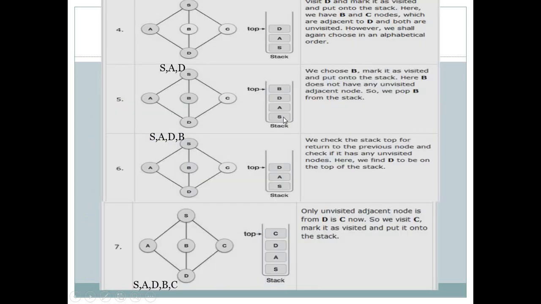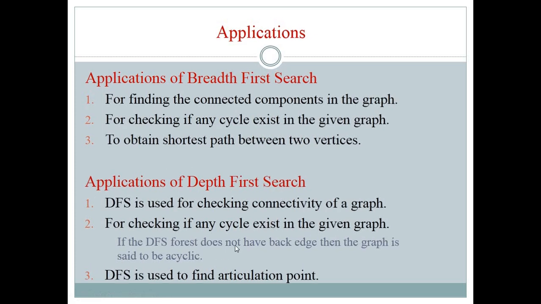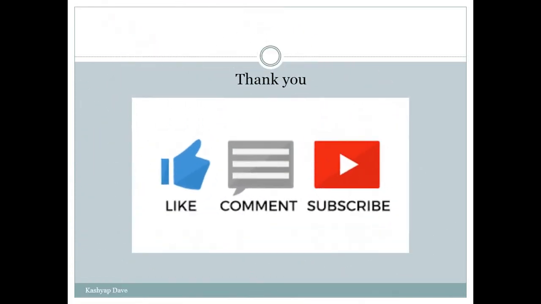Here, acyclic means the DFS forest does not have any back edge. So here we pop B and we go to D again. So this is the back edge. So here a cycle is happening. If this type of process does not occur, then the graph will be acyclic. Okay, so these are the applications of BFS and DFS.